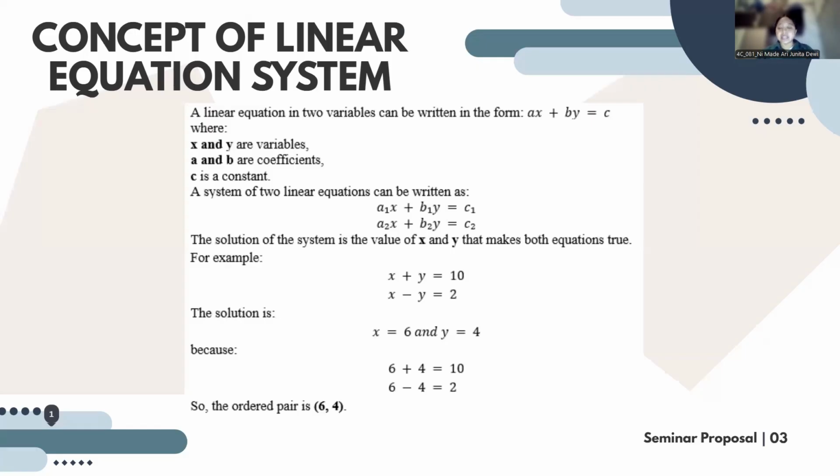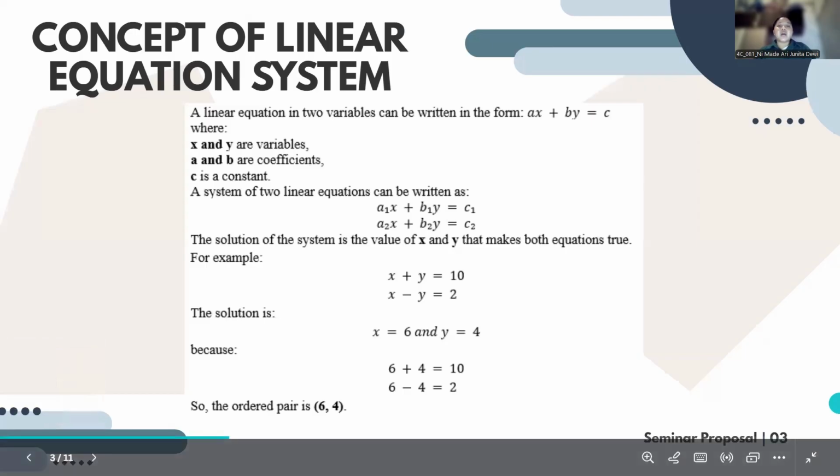A linear equation system is a set of two or more linear equations that have the same variables. The goal is to find the values of the variables that make our equations true at the same time. In simple words, we use a linear equation system when we want to find two unknown values from related equations. And now let's look at the slide on the concept of linear equation systems.